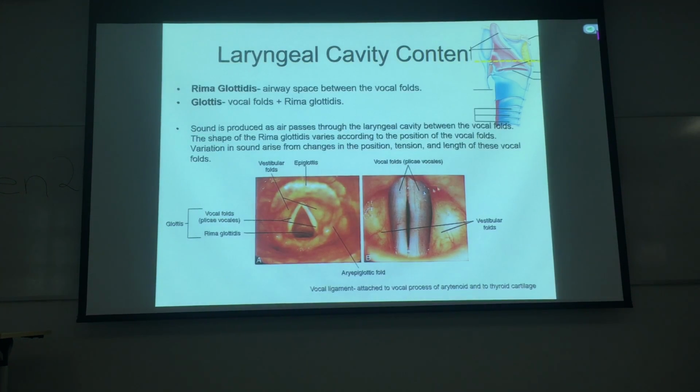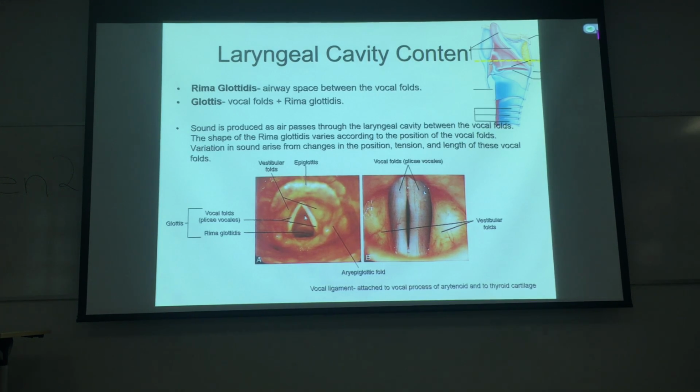Okay. So inside the larynx, there are two things called the rima glottis and the glottis itself. The rima is the space plus the vocal folds? No. The glottis itself is the vocal folds plus the rima. The rima glottis is basically just the space. So the glottis is the fold plus the space.